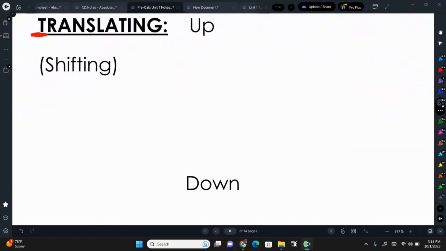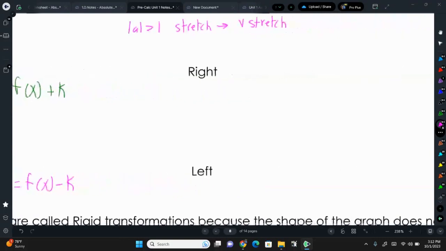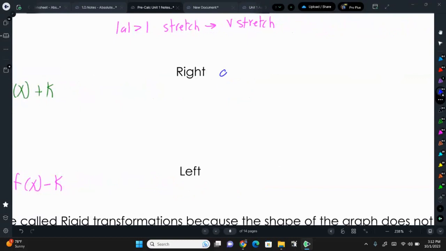Now, translations, we can translate up, down, left, and right. So if we are translating or shifting up, that function is going to have a k value added on the outside. It's going to say plus a number. If we're shifted downwards, it's going to be subtraction. We're subtracting a number on the outside. So if the number is being added or subtracted on the outside, that's a translation up or down. Then left or right is x minus h, and the h and k and a should be familiar from last year. So notice that if we're going to the right, it's minus on the inside, the opposite of what you would think.